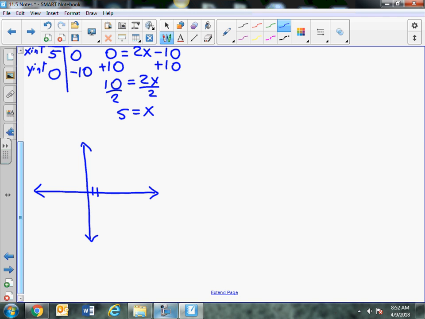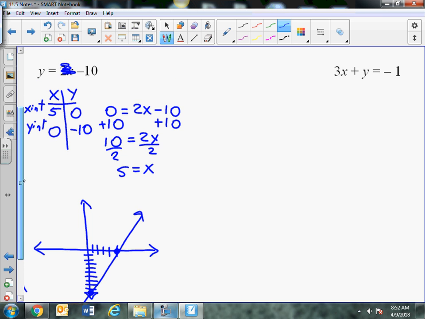So 1, 2, 3, 4, 5, and then down 10. And then you can do your best to draw a line. And there you are. Okay, so that is my first one.